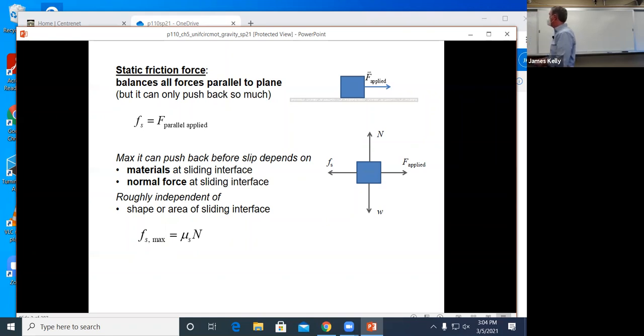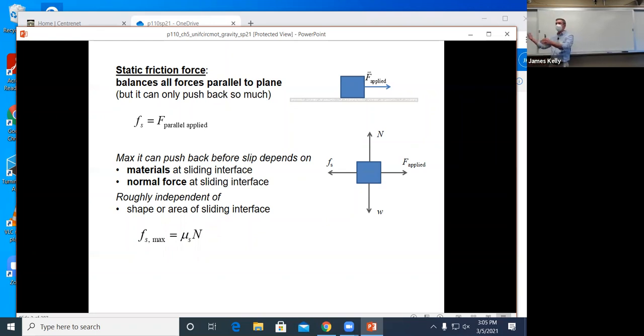And then we shouldn't be talking about static friction anymore. Okay. How hard can it hold on before it breaks free? That depends on the materials again. That's that coefficient, this time of static friction, mu s. And it depends on the normal force, right?